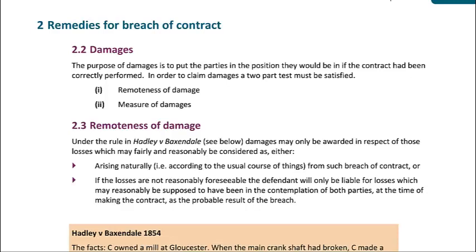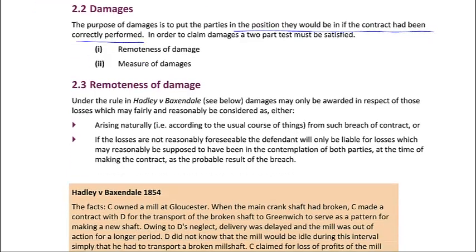Well, most people are looking for damages, and this is the main common law remedy under a breach of contract. The purpose of damages is to put the parties in the position they would have been in if the contract had been correctly performed. So we're not looking to pay people huge sums of money for inconvenience and so on. What we're looking for is to put them in a position as if nothing had gone wrong, as if the contract had been properly done.